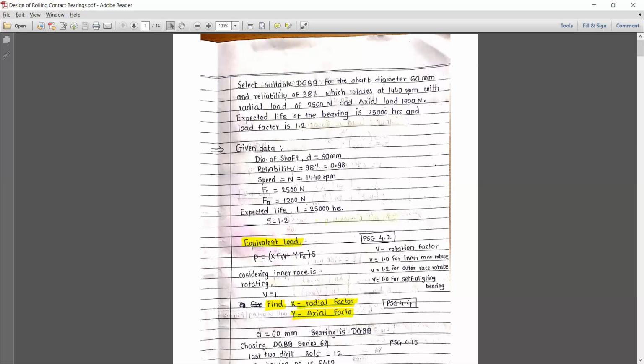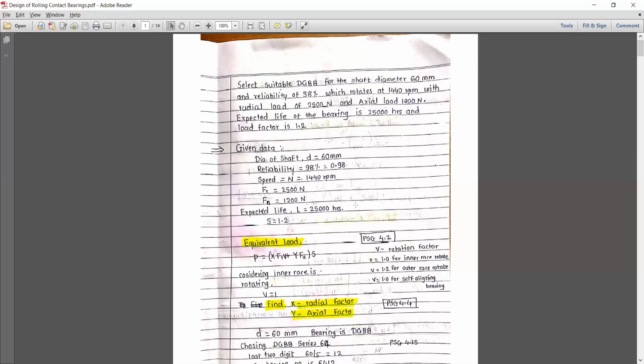You can just start with the bearing name also. So you can write: given bearing DGBB, the diameter of shaft is 60 mm, reliability is 98%, speed N is 1440 rpm, radial force denoted by Fr is 2500 newton, axial force, or you can say thrust force, denoted by Fa, is 1200 newton.